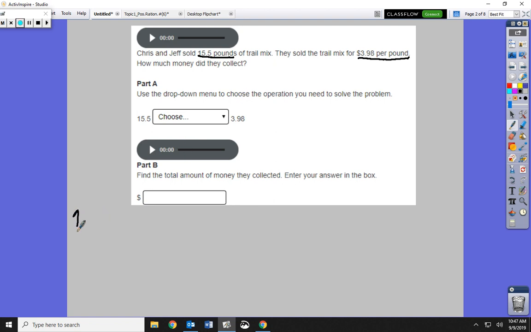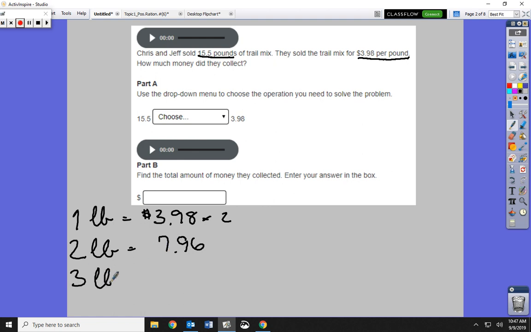Well, let's just think of it this way. 1 pound is equal to $3.98. If I were to buy 2 pounds, I'm just doubling $3.98. So I'm really going to say, hey, $3.98 times 2, which gives me $7.96. If I did 3 pounds, I would no longer times it by 2, but I would times it by 3. It appears that all I'm going to do is continue to multiply how many pounds I bought by $3.98. Now, I look at 15.5.